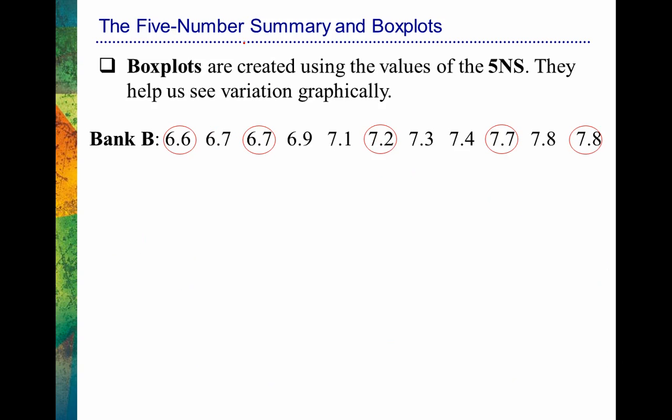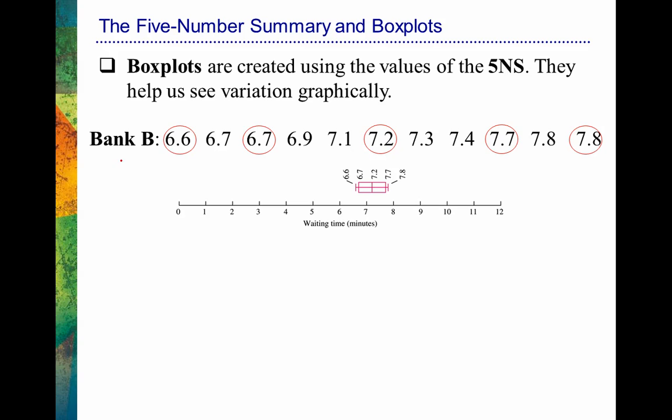Now, the 5-number summary is very closely related to a graphical component of describing variation known as a box plot. And box plots are created by using the values for the 5-number summary. So they essentially just allow us to see the variation graphically. So let's talk about how we would do that. Let me first show you an example.